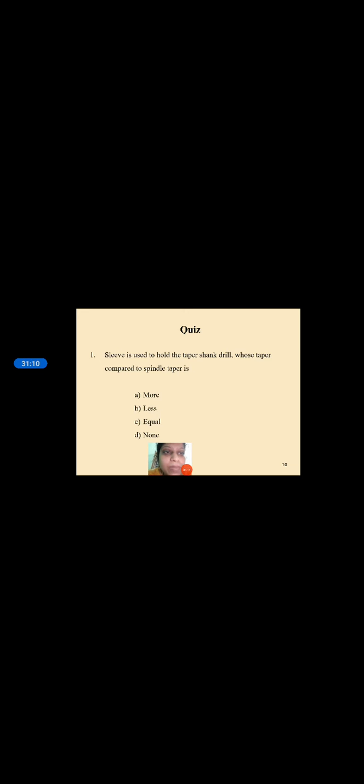Okay, let us discuss certain quiz questions. The drill is removed from the spindle by which tool: chuck key, drift, screwdriver, or hammer? It is the drift. Next question: a sleeve is used to hold a tapered shank drill whose taper compared to the spindle taper is more, less, equal, or none? It's less.